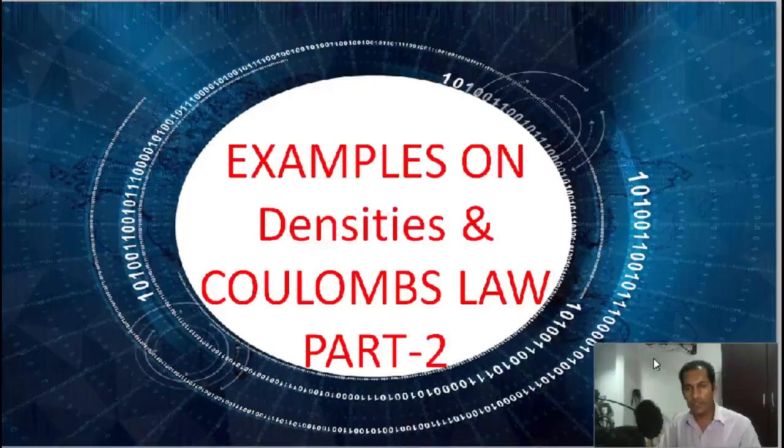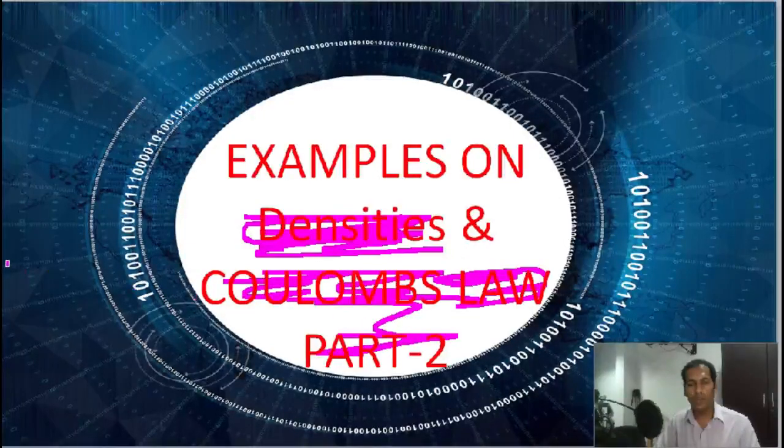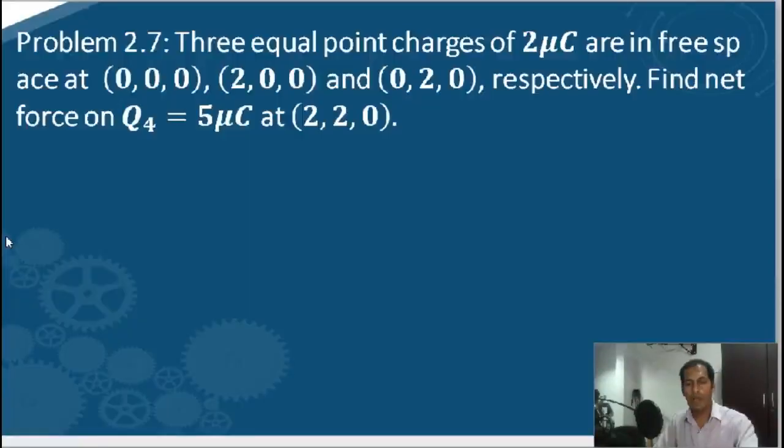We will continue our examples which we started on Coulomb's law and charge densities. So we are clubbing them together and we are going to solve the examples related to densities, Coulomb's law, and wherever applicable we will also see the examples on electric field intensity. So let us begin with the first example.